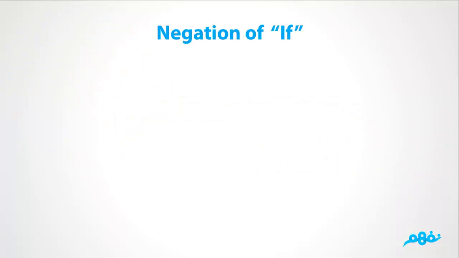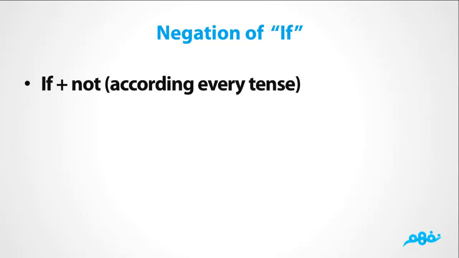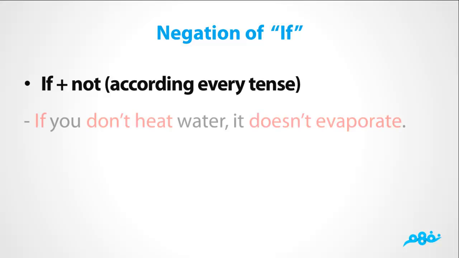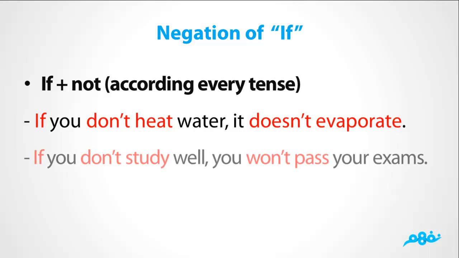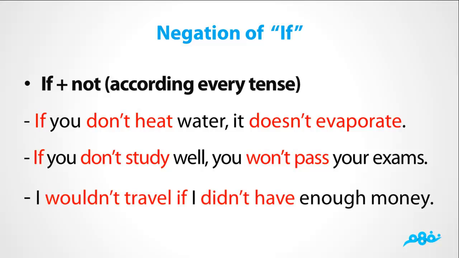Negation of if. We can negate if using different ways. The first is we use if plus not, of course, according to every tense. If you don't heat water, it doesn't evaporate. If you don't study well, you won't pass your exams. I wouldn't travel if I didn't have enough money.